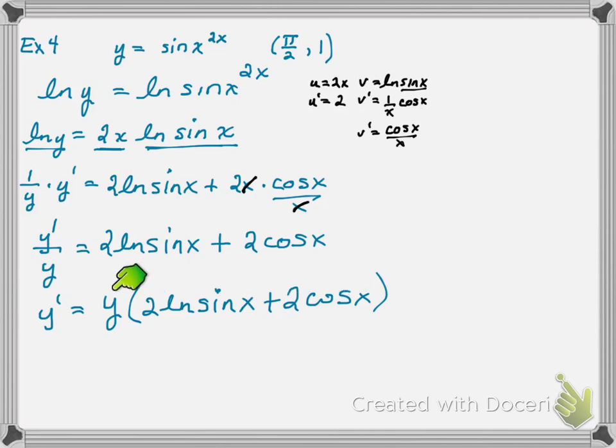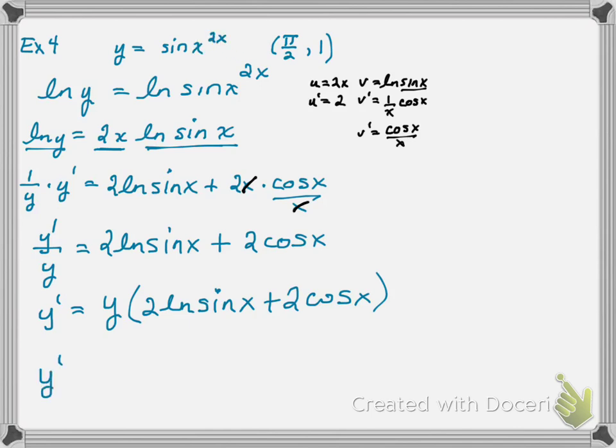So rather than plugging y back in here, I have the y value. I'm just going to replace y with 1 and x with pi over 2, and that will find the slope for me. If you would rather replace y with this and then plug in pi over 2 for each of these, you can, but that makes it more complicated. So let's keep it as easy as possible.